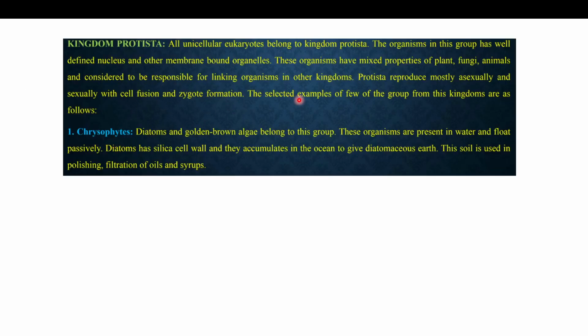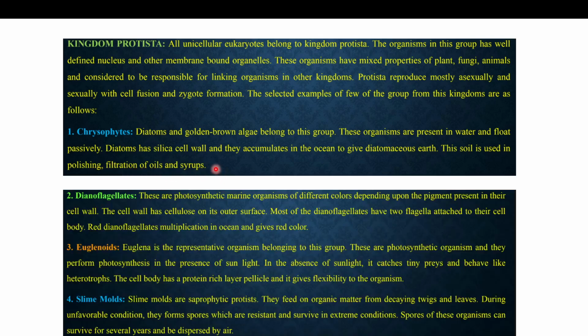A few groups under this kingdom are chrysophytes, which are composed of diatoms and golden brown algae. These organisms are present in water and float passively. Diatoms have a silica wall and accumulate in the ocean to give rise to diatomaceous earth. This soil is used in the polishing industry, filtration of oils, as well as in syrups.